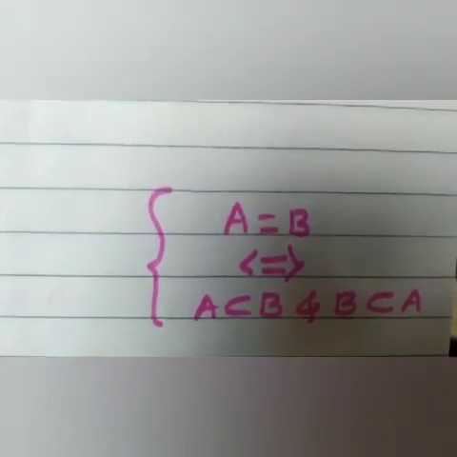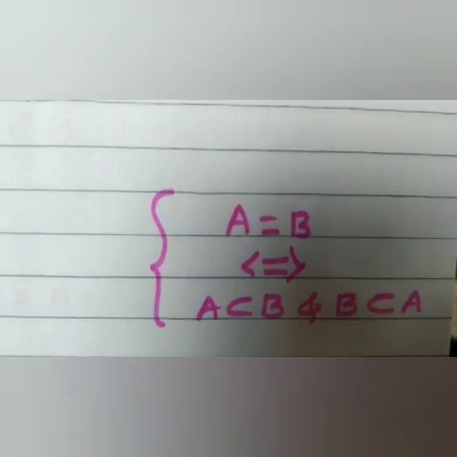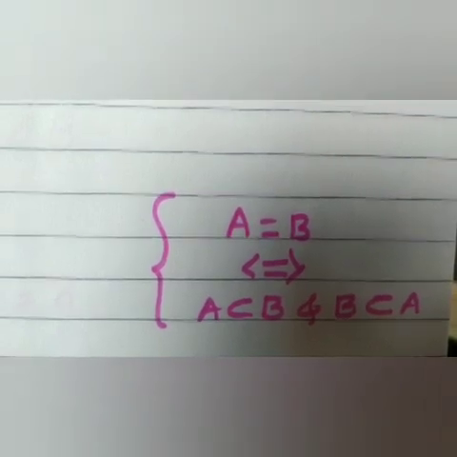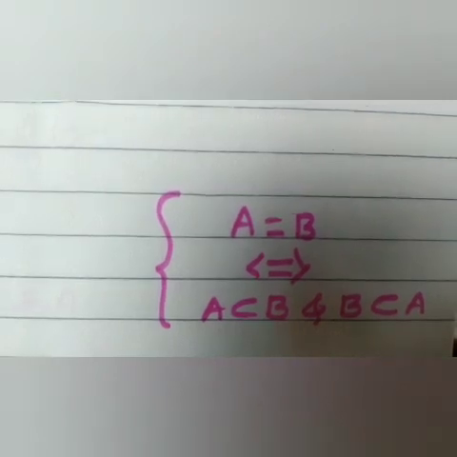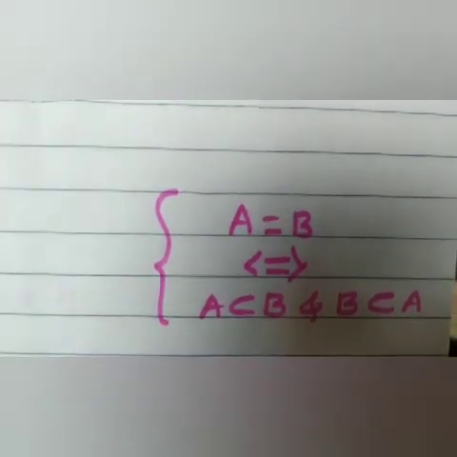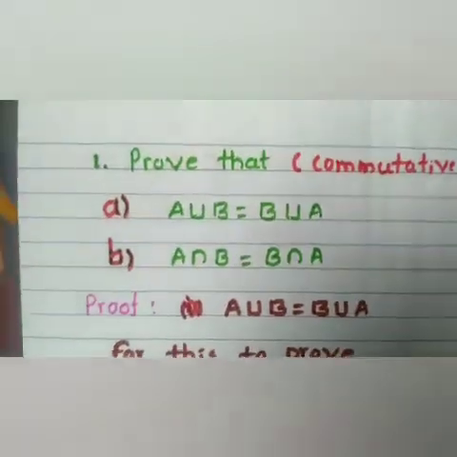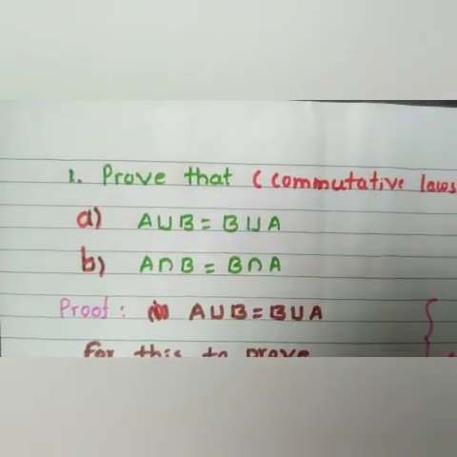A equal to B can be proved by means of proving A is a subset of B and B is a subset of A. If A is a subset of B and B is a subset of A, then immediately we can take A equal to B. Okay, now to come across the proof of the commutative law.